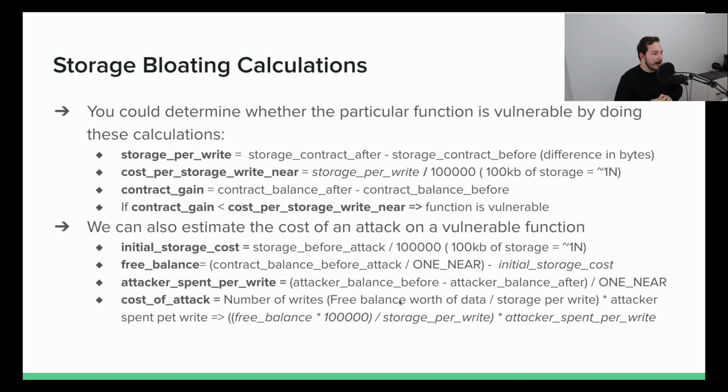So now we have an idea about the current storage amount of bytes that the smart contract has, and we try to divide it by the storage written every time the attacker calls this function to understand how many iterations we have to do to exhaust the free balance. And then at the end, we just multiply it by attacker spend per write to get an idea how much overall money the attacker has to spend to cause denial of service on this contract.